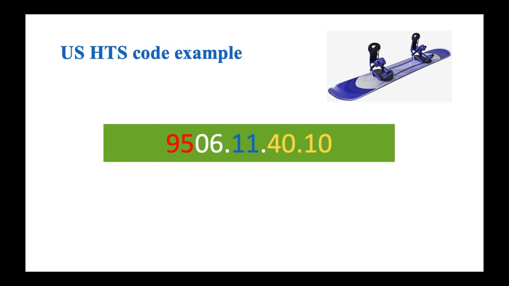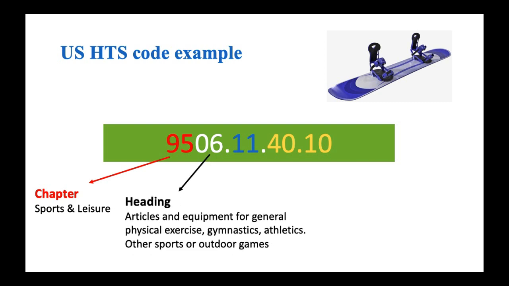Now we're going to break down the first 6 digits, so you will be familiar with chapter, heading, and subheading. The first 2 digits represent the chapter name. In our case, the snowboard belongs to chapter 95, Sports and Leisure. The second 2 digits represent the heading. The heading further classifies if this product is an article and equipment for general physical exercise, gymnastics, athletics, or other sports or outdoor games. In this case, we are in outdoor sports or games, so it belongs to heading 06.